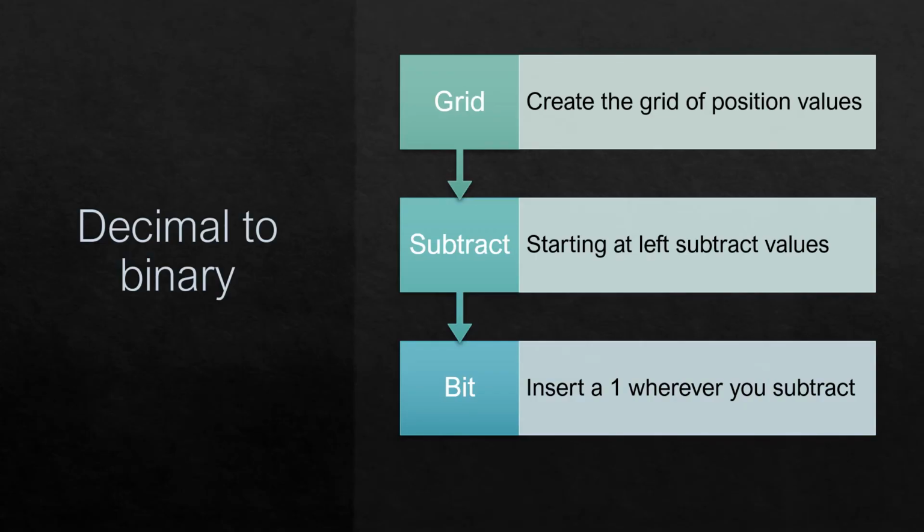And now we're going to look at how to convert decimal numbers to binary. It's doing the same thing really in reverse. Create the grid of position values and starting at the left, subtract position values without ever going into minus numbers, of course. And insert a 1 wherever you are able to subtract a value. There are other ways of doing this conversion, but I like this best because it's the logical opposite of what you've just done, converting binary to decimal. Let's look at an example.